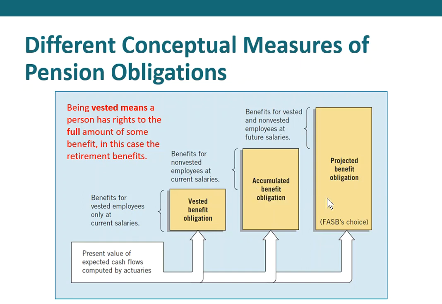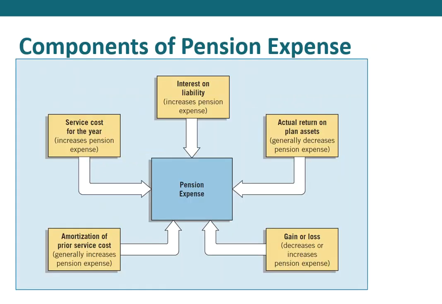The third measure is the most comprehensive. It considers benefits for both vested and non-vested employees, and it does so at our projected future salaries. And again, that's the choice by the Financial Accounting Standards Board, and that's the choice required by GAAP. All of these projected benefit obligations, of course, will be discounted and recorded at the present value of these expected future cash flows. Let's take a look at how we would calculate a company's pension expense.